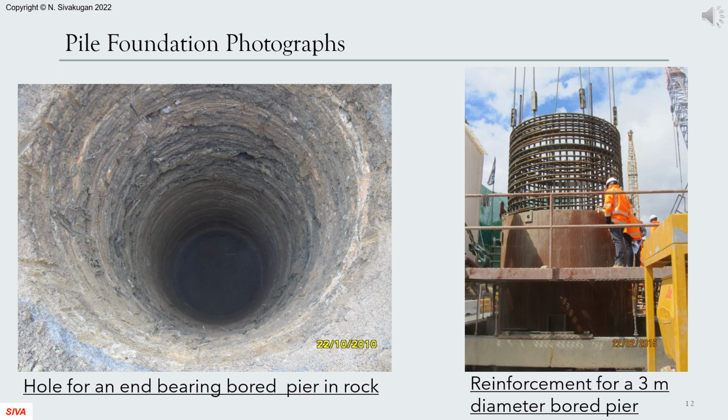The photograph on the left shows a hole made through rock for an end-bearing cast-in-place pile. The photograph on the right shows the reinforcement cage being placed within the hole for a 3-meter diameter cast-in-place pile. A steel casing is also used for the top few meters to prevent soil from the walls of the excavation getting into the hole.